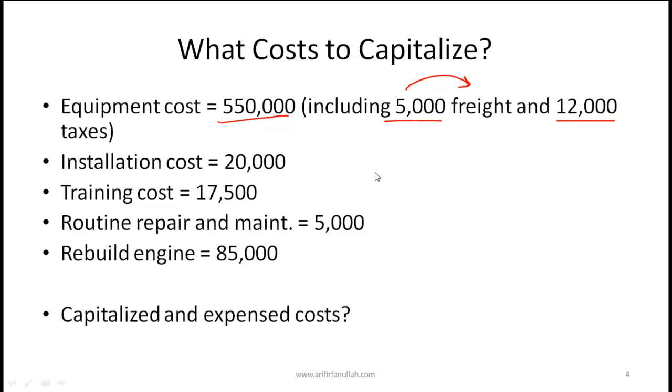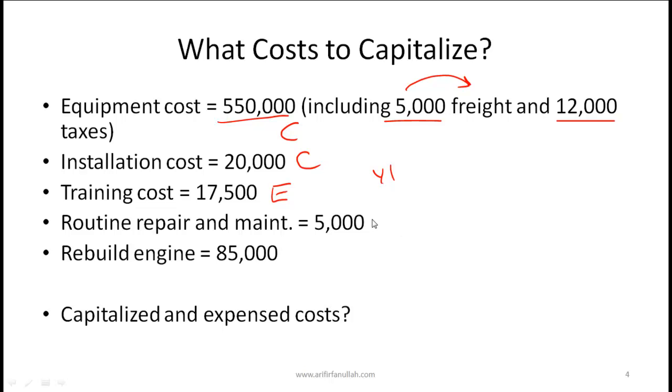During the first year, let's say that during year 1 the routine repair and maintenance is 5,000, and then at the end of the year there is a fire because of which the engine was destroyed, and the cost to rebuild the engine is 85,000. Now what do you capitalize and what do you expense? What we have to do is the initial money spent on the equipment, including freight and taxes, this is capitalized. Any installation cost, so the cost it takes you to make the machine usable, is also capitalized. Training cost is typically expensed.